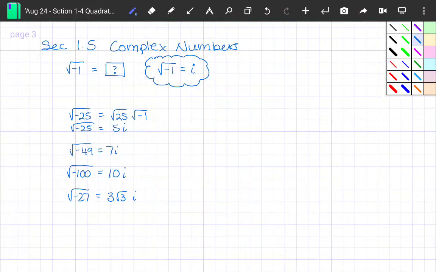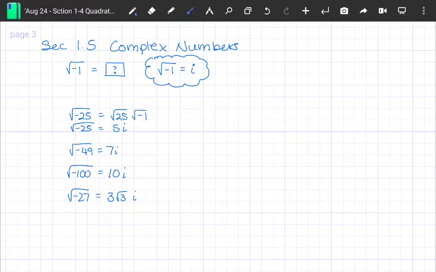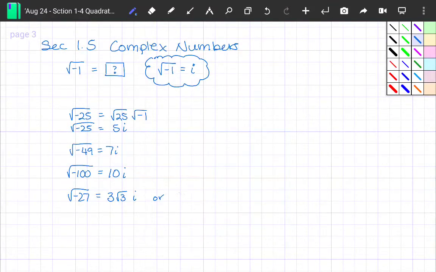Now be careful about this one. This has to do with handwriting again. When it's typed, this is the order you typically see it in. We put the i at the end. When you handwrite it, though, it's fairly common to see this as 3i root 3. And either way is going to be okay when you're handwriting.